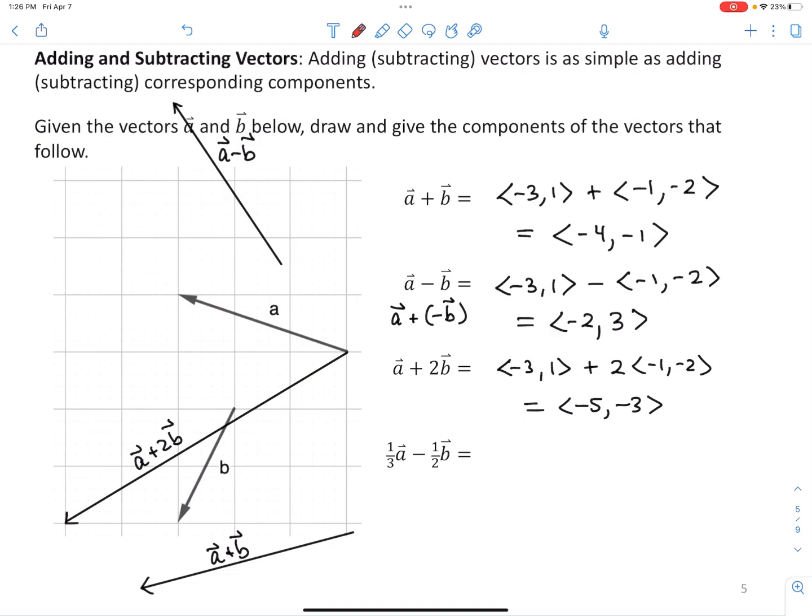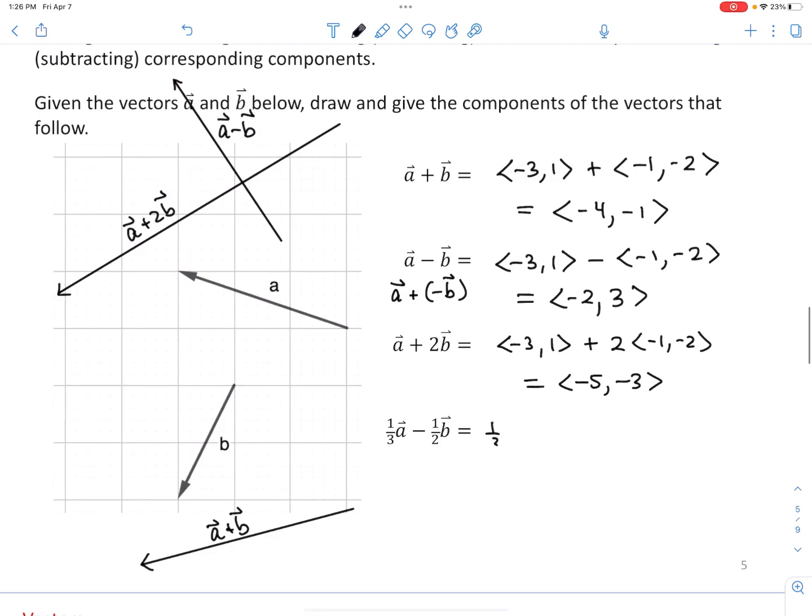And look at what its components would be. We would go left 5 and then down 3, so -5, -3, exactly as we calculated earlier. And once again, it doesn't really matter where I put this. It's always going to be the vector A plus 2 times the vector B. All right, and then let's do this last one.